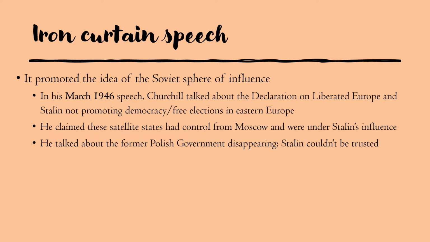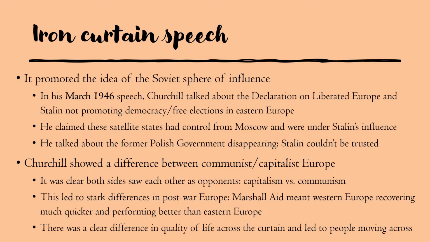However, members of the London Poles had been disappearing mysteriously, and Churchill used this to say, well, obviously the Soviets are taking them, and this means that Stalin can't be trusted. He's not allowing democratic elections in these countries. He's not allowing the will of the people. He's removing any political opposition, and he is not obeying free and fair democratic elections.